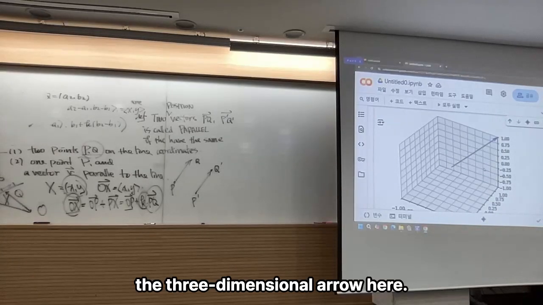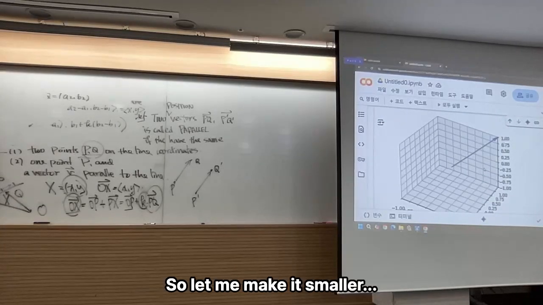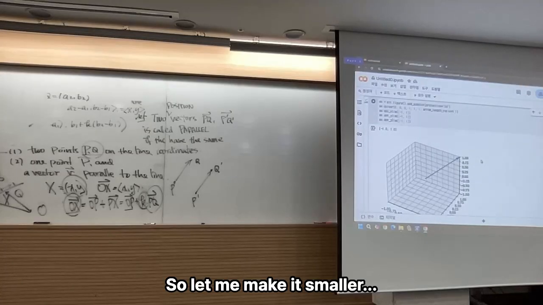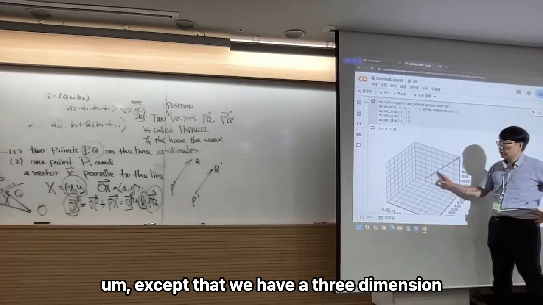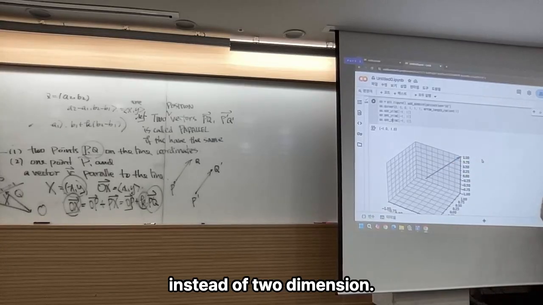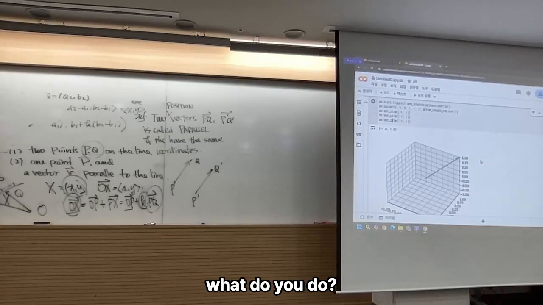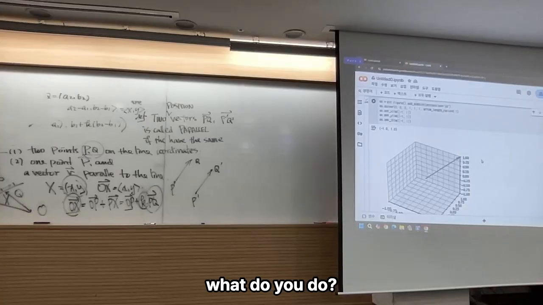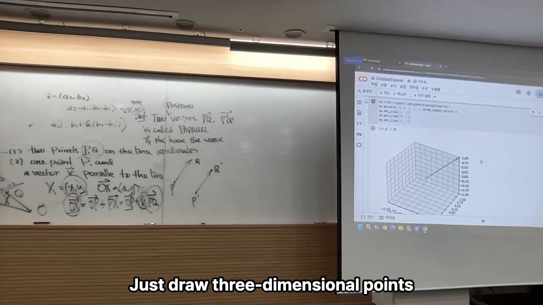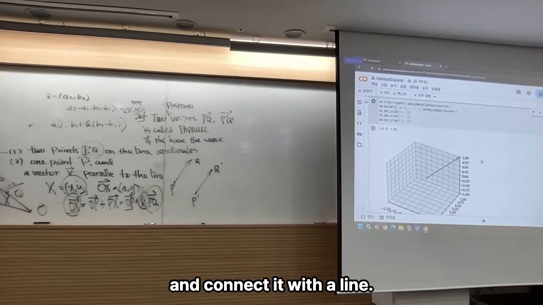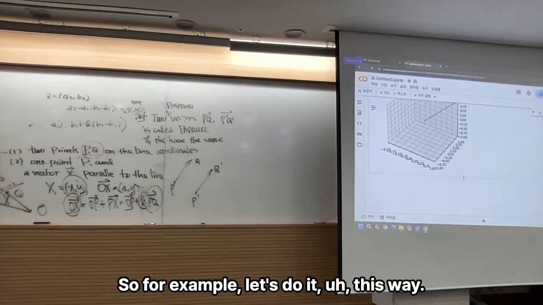Now you can see the three-dimensional arrow here. So let me make it smaller. So everything is same, except that we have a 3-dimension instead of 2-dimension. If you want to get the 3-dimensional line, what do you do? You just draw 3-dimensional points and connect it with a line. So for example, let's do it this way.